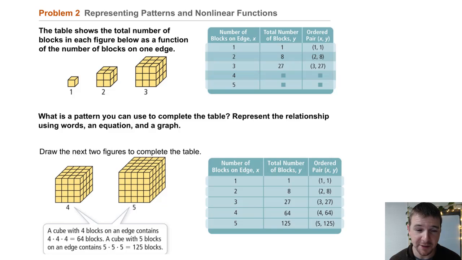So we could draw the next two figures to complete the table. A cube with four blocks on an edge contains 4 × 4 × 4, or 64 blocks. A cube with 5 blocks on an edge contains 5 × 5 × 5, or 125 blocks.